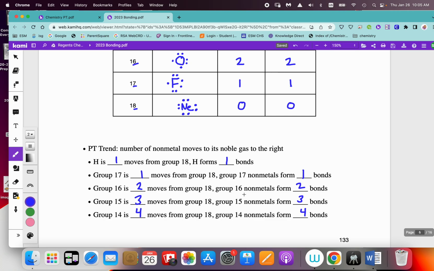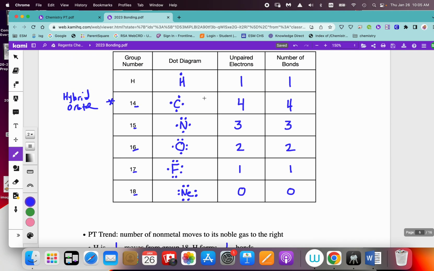So become familiar with the periodic table trend, draw your dot diagrams correctly, and it's the unpaired electrons that these atoms use to form their bonds.